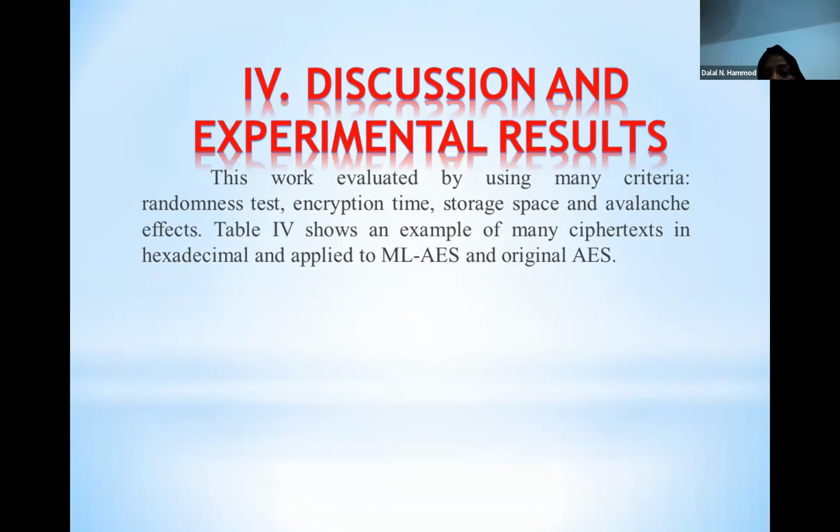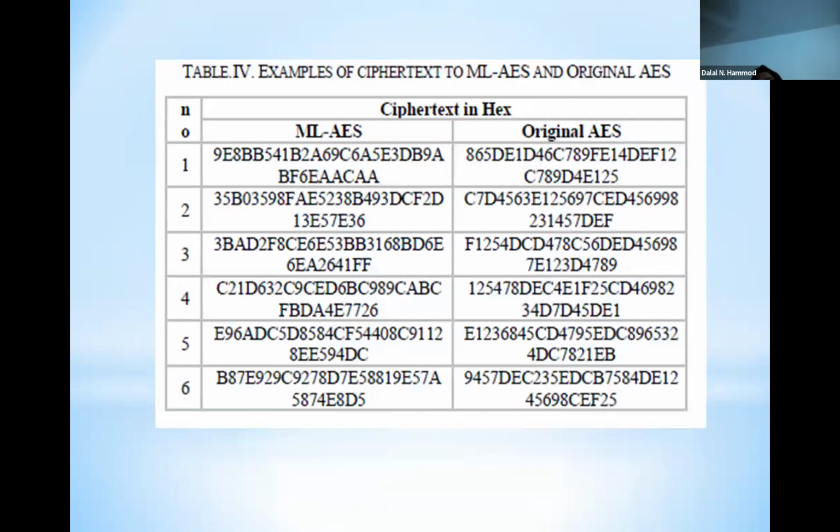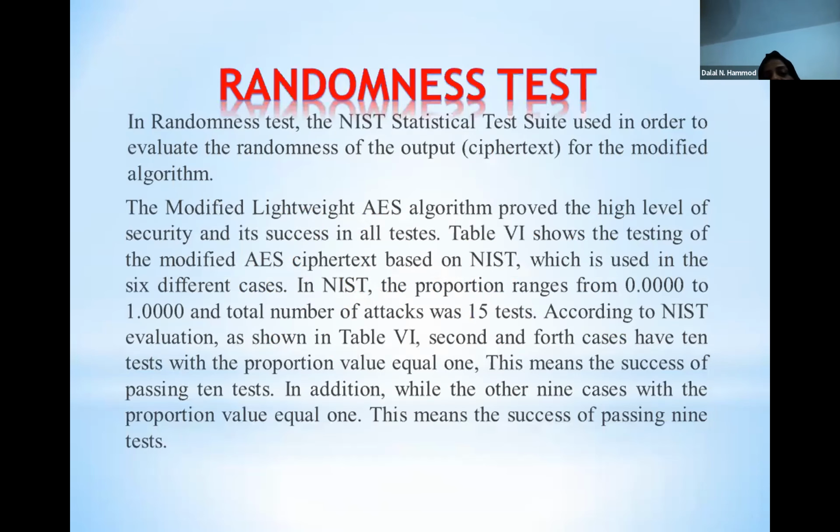Discussion and experimental results. This work is evaluated by many metrics. The first table represents the ciphertext in hexadecimal for two algorithms, the MLAES and the original AES, and each row is performed on the same plain text for the two algorithms. Randomness test: this uses the NIST statistical tests, which consist of 15 tests, on the ciphertext, and we have a good result for this property.